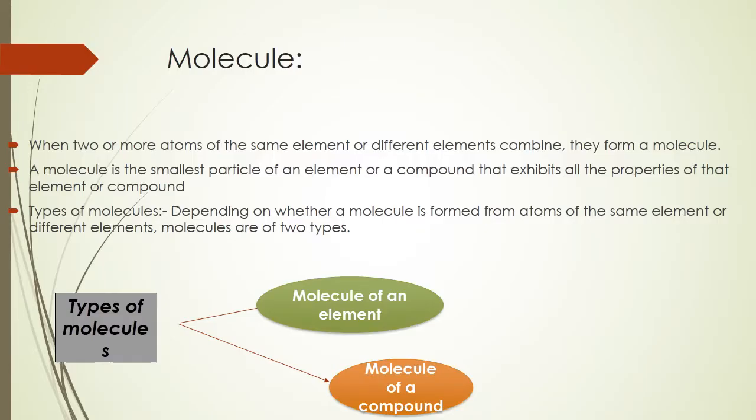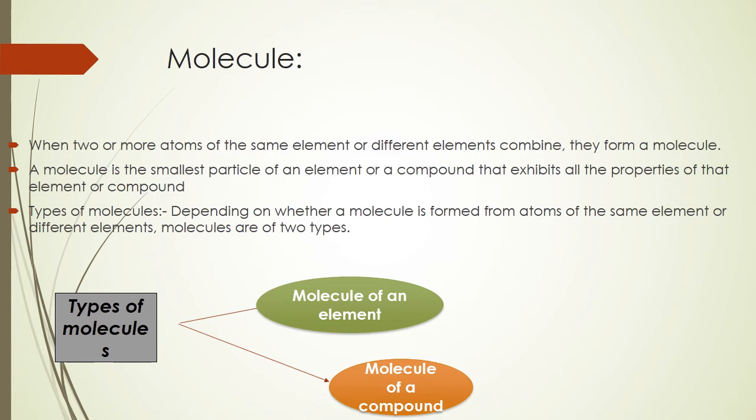What is a molecule? A molecule can be defined as the smallest particle of an element or a compound that shows all the properties of that particular element or compound, and it can exist independently. When two or more atoms of the same element or different elements combine, they form a molecule. The atoms are chemically bound to each other, joined together with the help of chemical bonds.